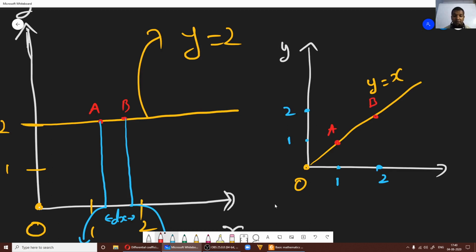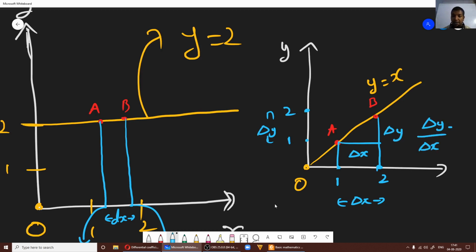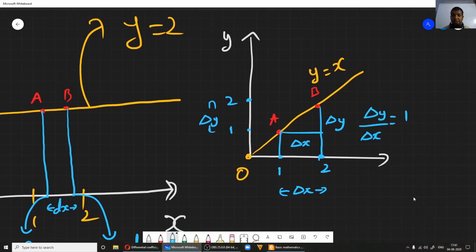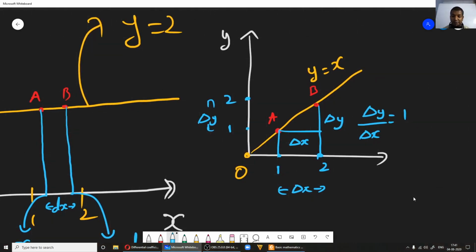Now we'll consider delta x to be this interval. What is delta x? 2 minus 1. Now the corresponding delta y, when x changes from 1 to 2, what is the change in y? y will also change from 1 to 2, correct? So here we got delta y divided by delta x is equal to 1, because delta x is 2 minus 1, delta y is also 2 minus 1, so we got it as 1.